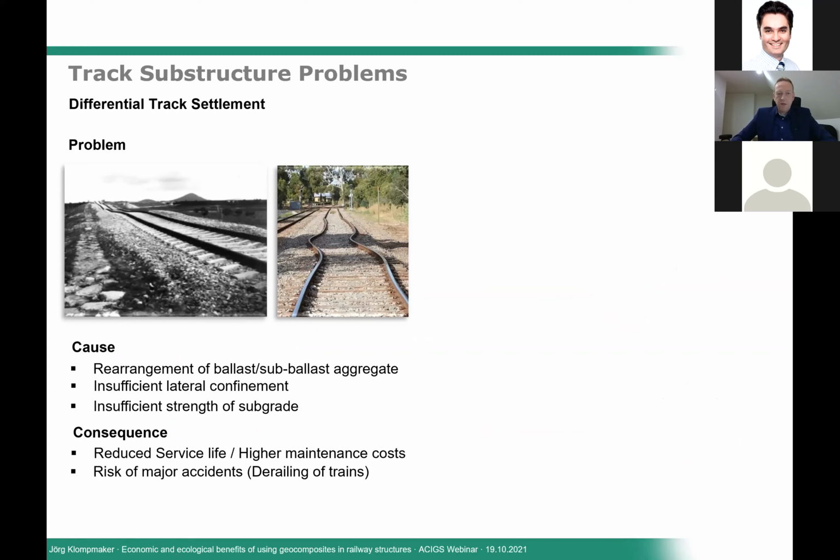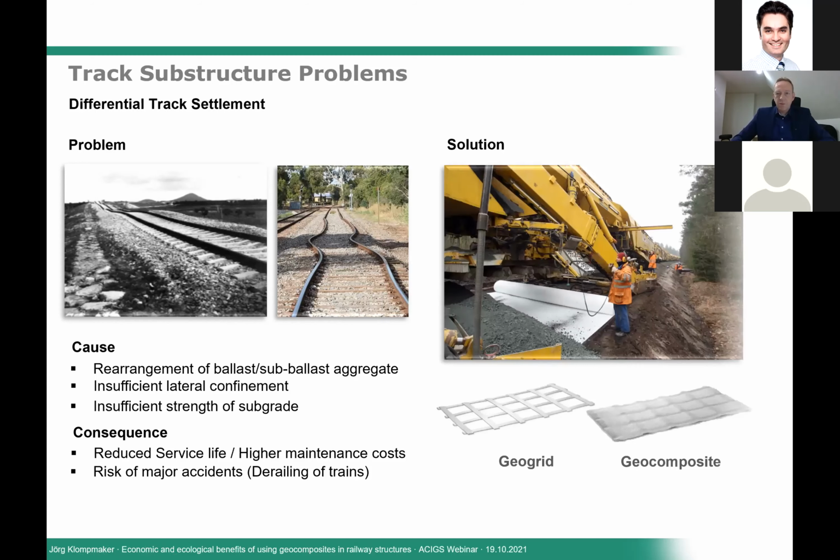The consequence of that is a reduced service life, of course, higher maintenance cost, and even a risk of major accidents. If we have very severe differential settlements between the left and the right rail, of course, there can even be derailing of trains. What is a possible solution? We can use geogrids or geocomposites. The difference between the two I will discuss a little bit later.